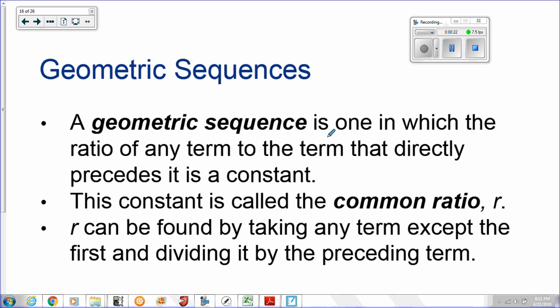So a geometric sequence is one in which the ratio of any term to the term that directly precedes it is a constant. So now we're going to be multiplying or dividing. In the arithmetic, you were adding or subtracting. The constant is called the common ratio, r. R can be found by taking any term except the first and dividing it by the preceding, because the first doesn't have anybody before them.